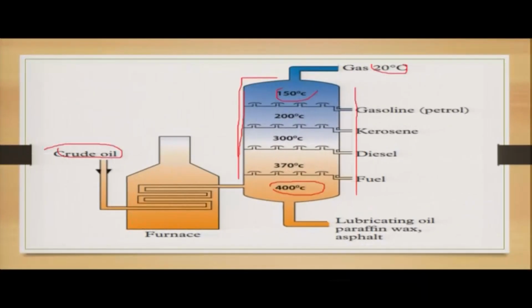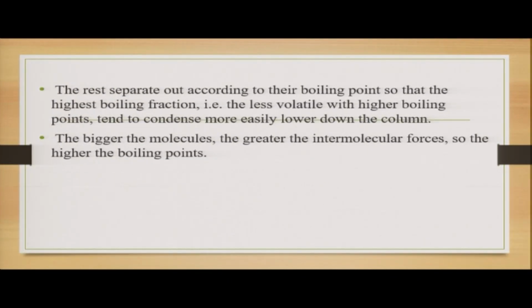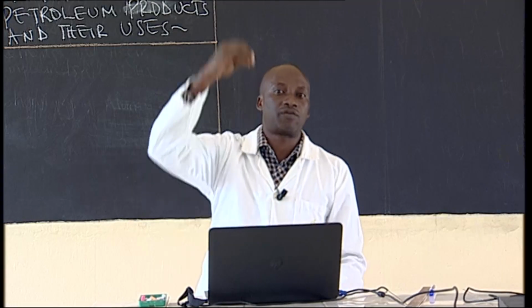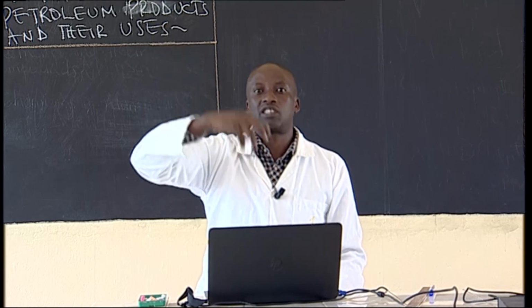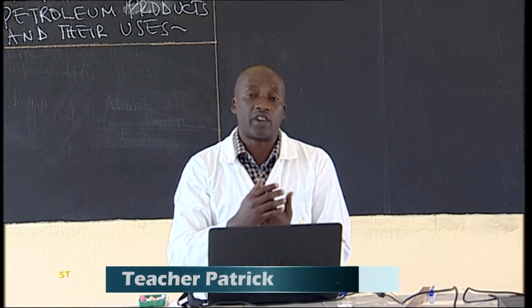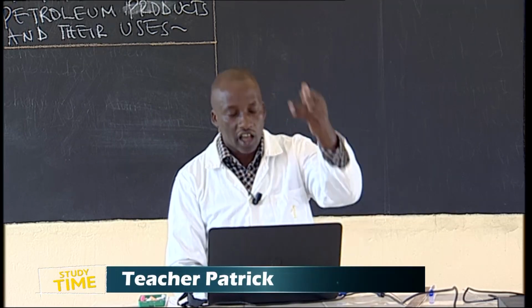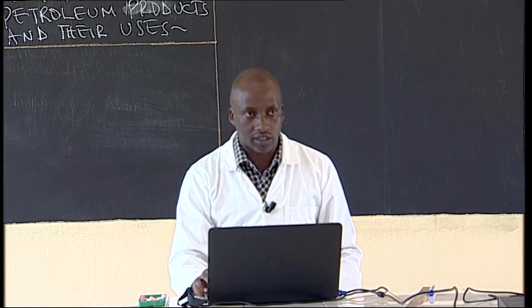So that is what we are trying to mention there. That the bigger the molecules, the greater the intermolecular forces, so the higher the boiling point. So they separate depending on the size of the molecules. So the smaller ones are the ones that have less boiling point. That means the intermolecular forces are very low. That's why they have to turn into the vapor fast.